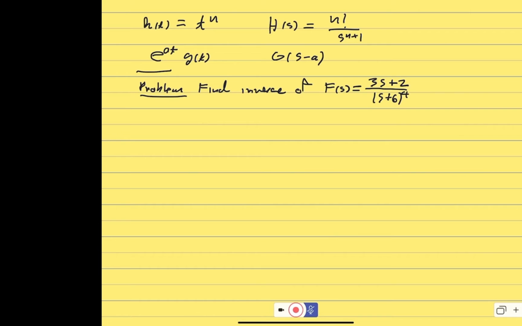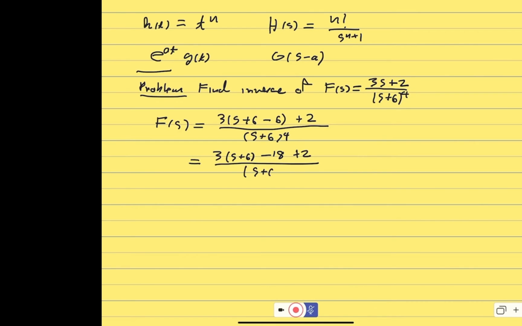So we want to rewrite this function in a form where we can use it easily. F of s is 3s, and here I have a plus 6, and I would like to have a plus 6 up in the top. So we do the standard trick: I just put a plus 6, and then I have to put a minus 6 to keep things the same. Plus 2 over s plus 6 to the fourth. Well, let's distribute on the top. That's 3s plus 6 minus 18 plus 2 over s plus 6 to the fourth.